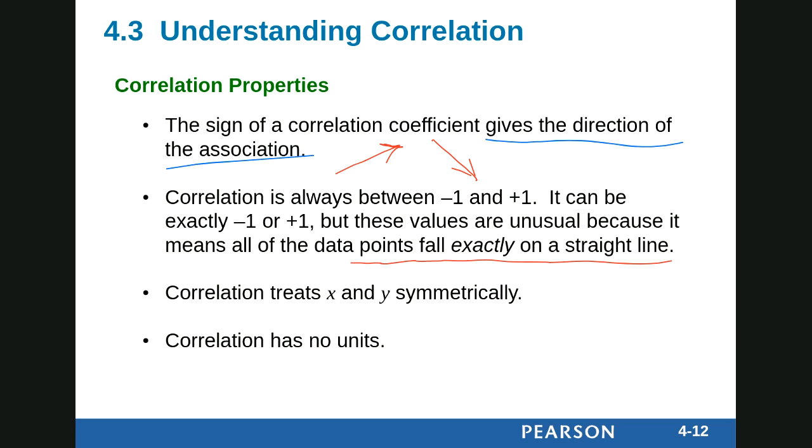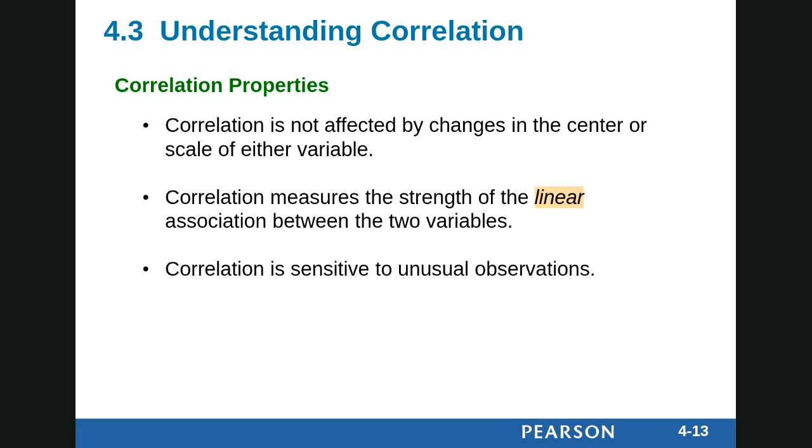Next property is that correlation treats X and Y symmetrically. That means the correlation of X with Y is the same as the correlation of Y with X. Also, correlation has no units, because if you refer back to the formula, the units actually cancel out. The next thing is that it's not affected by changes in the center or the scale of either variable. So if I take all the values of X and switch them to a decimal or a fraction or a percentage, it's not going to change my correlation, again because the units cancel.